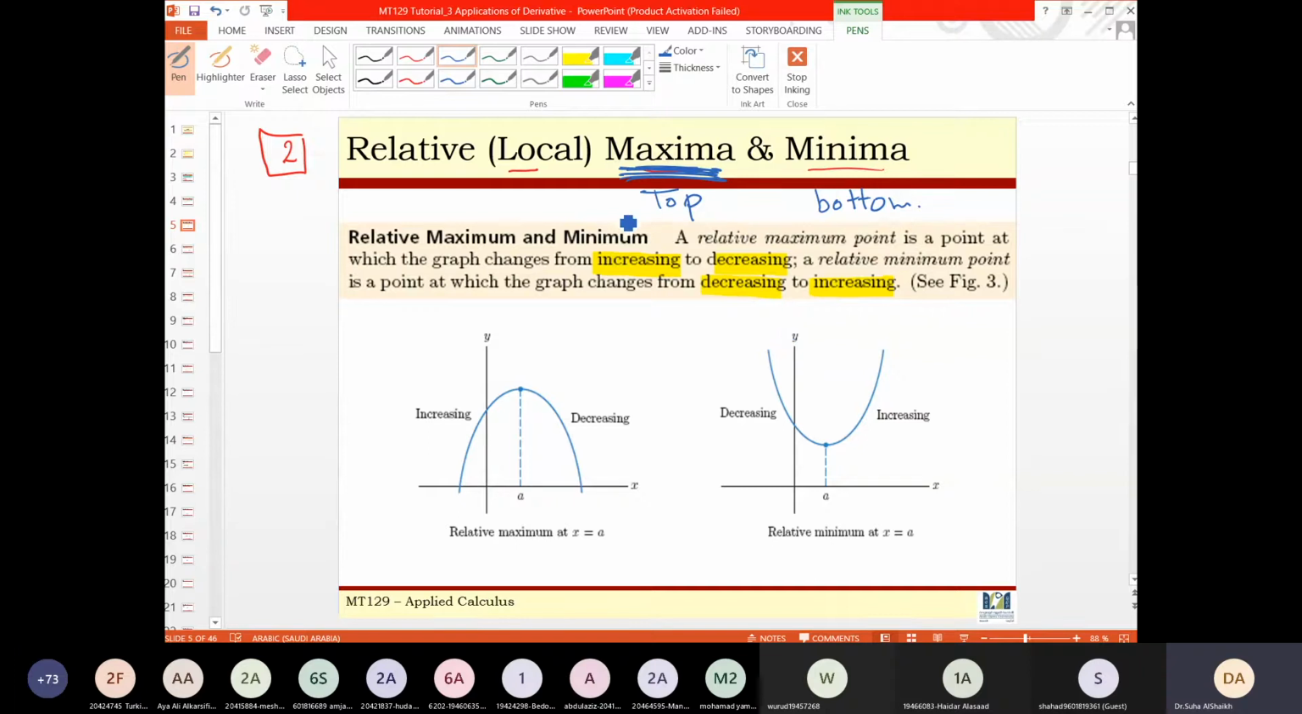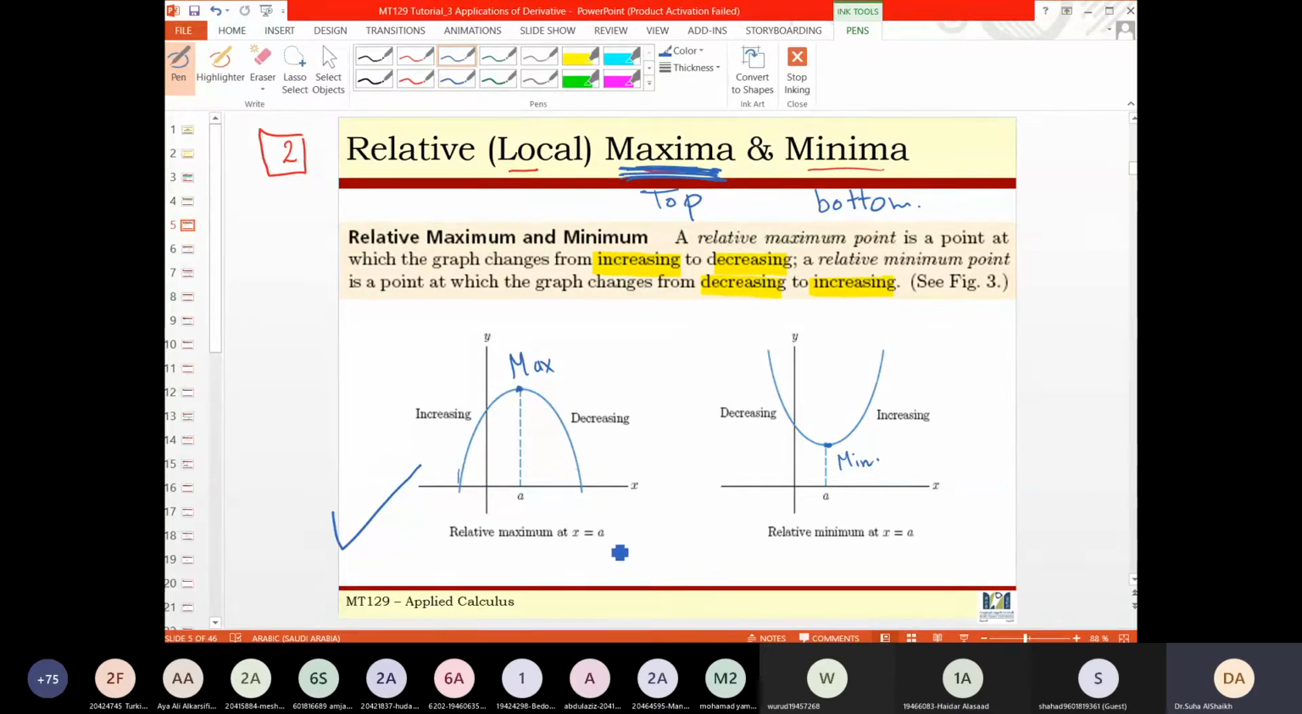Okay. So the maximum point, you can see it here in the graph. The function was increasing, and at this point, it changed to be decreasing. Right? It makes a max point. It gave me a peak, a top. And here the function was decreasing, and at this point, it flipped to increasing. So it gave me a bottom, a minimum. So this is what we call the local maximum and minimum point.